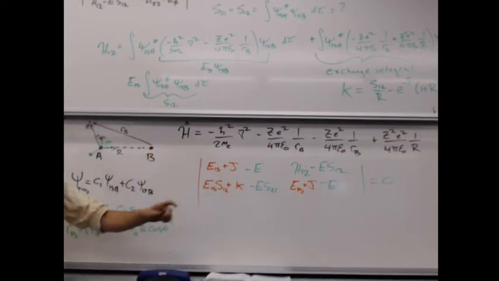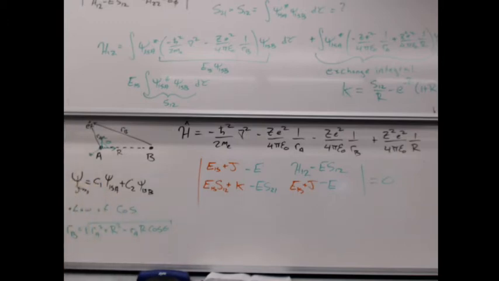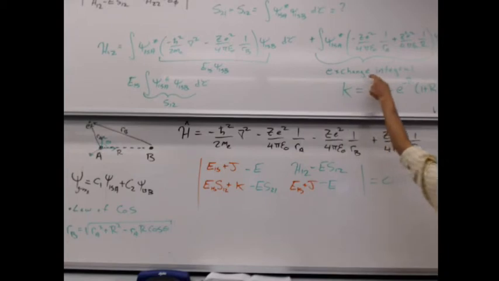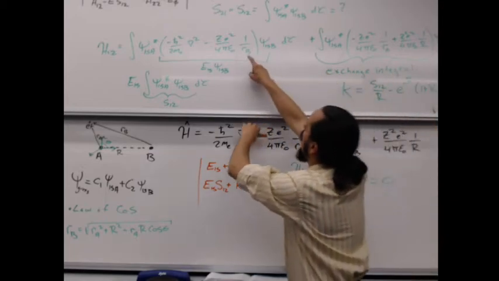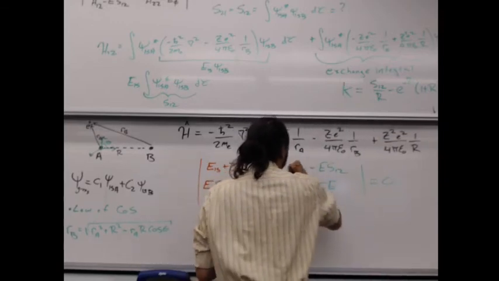I'm going to get an E1s, just like I had before, S12 plus K. The K integral is also going to have an S12 in it. But we get that. If we did it for the H12, we would change our B with our A. We'd do the exact same thing. You're going to get the same thing here.